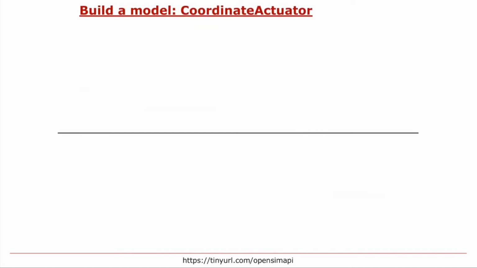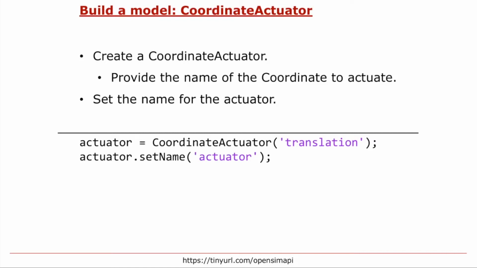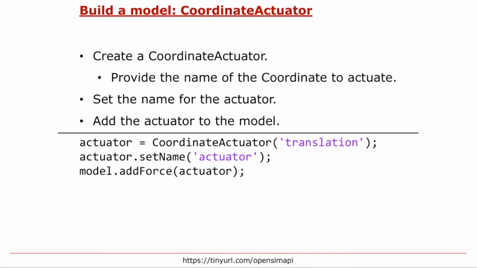We'll add the simplest type of actuator, a coordinate actuator. This provides a moment for rotational degrees of freedom and linear forces for translational degrees of freedom. The constructor for a coordinate actuator takes the name of the coordinate to actuate, which, if you recall from the previous slide, we named our coordinate translation. Next, we set the name of the coordinate actuator itself to actuator, and we add it to the model using addForce. Now, as is, this actuator won't actually apply forces or moments to the model because we haven't provided it with a control signal.